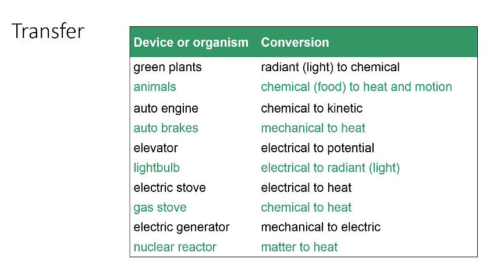Elevators take electrical energy and turn it into potential energy. Light bulbs take electrical energy and turn it into radiant energy. Electric stoves take electrical and convert it into heat and radiant energy, and gas stoves do the same thing with chemical energy. An electrical generator takes mechanical energy and turns it into electrical energy, and a nuclear reactor takes matter and turns it into heat.